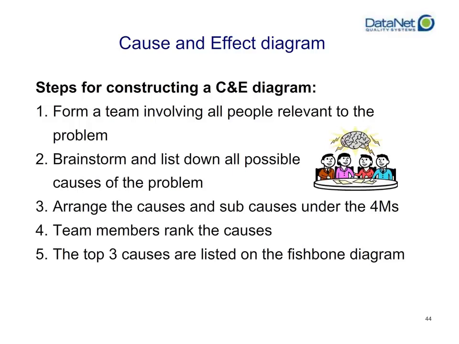After you've categorized the different subcauses, go ahead and have the team members rank the different causes as to their likelihood of being the actual cause for the result or for the problem. Finally, the top 3 causes should be listed on the fishbone diagram.